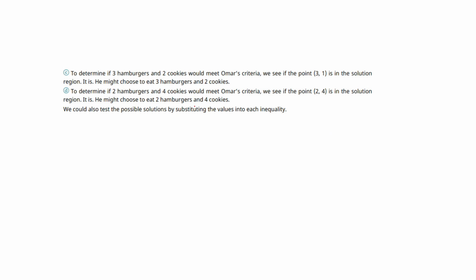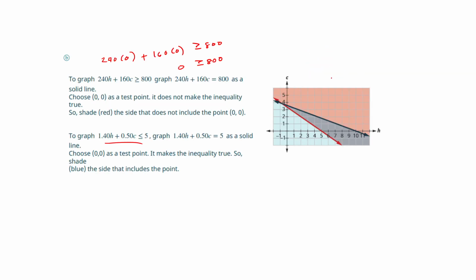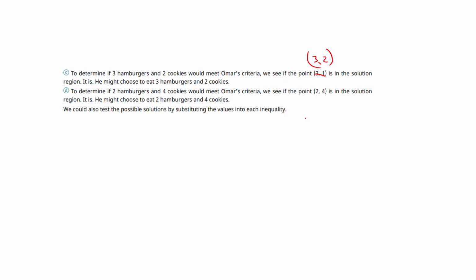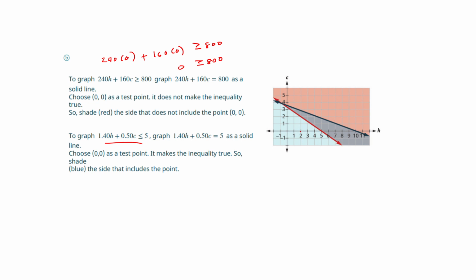We're checking 3, 2. So 3 hamburgers and 2 cookies. Well, let's see. 3 hamburgers and 2 cookies. Yes, that's in the region. So that would be yes. And then they're testing 2 hamburgers and 4 cookies. No, that would not be. It's in one region, but it would have to be in both.